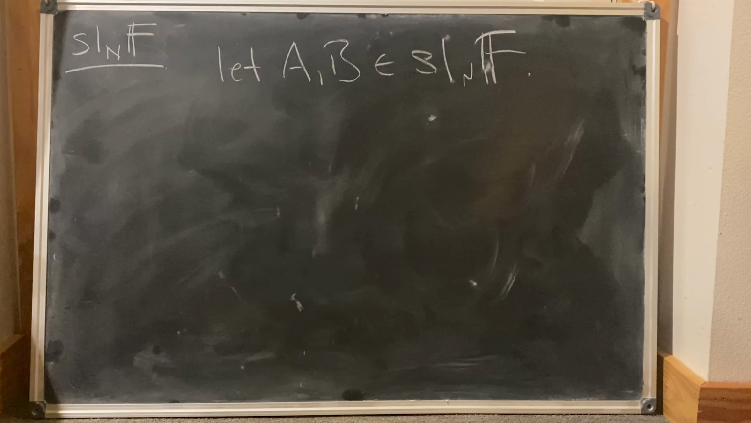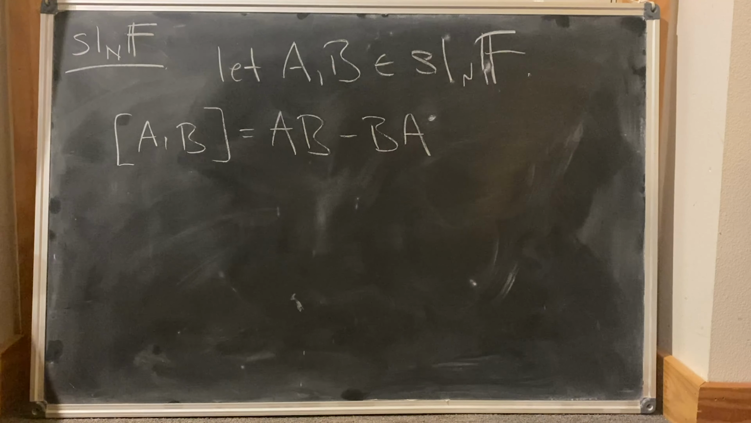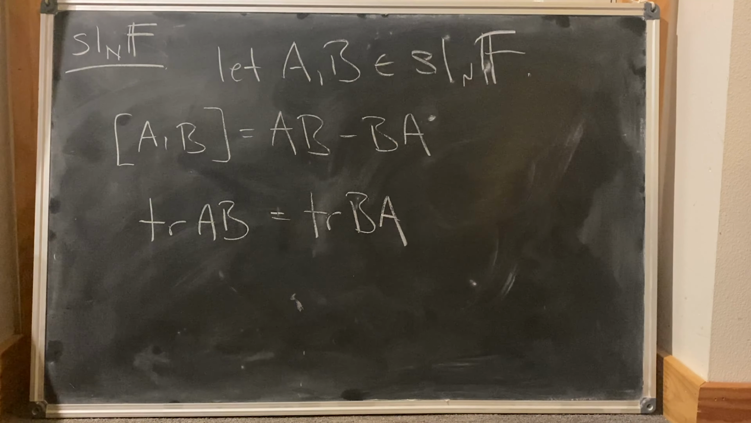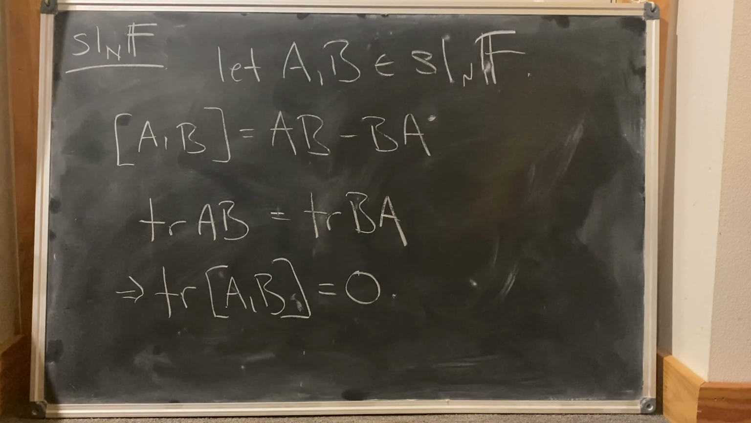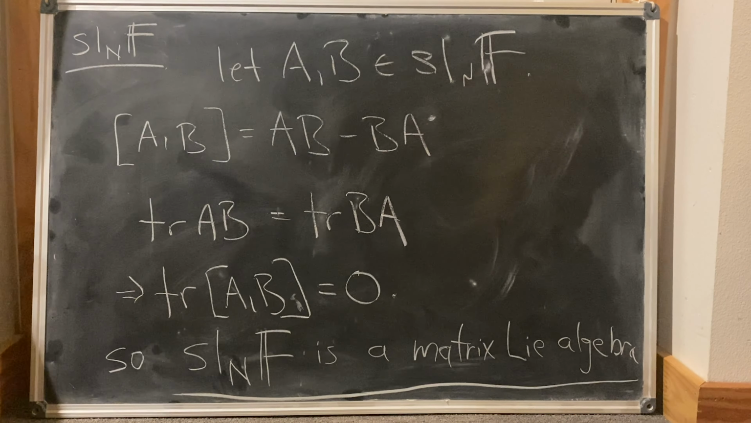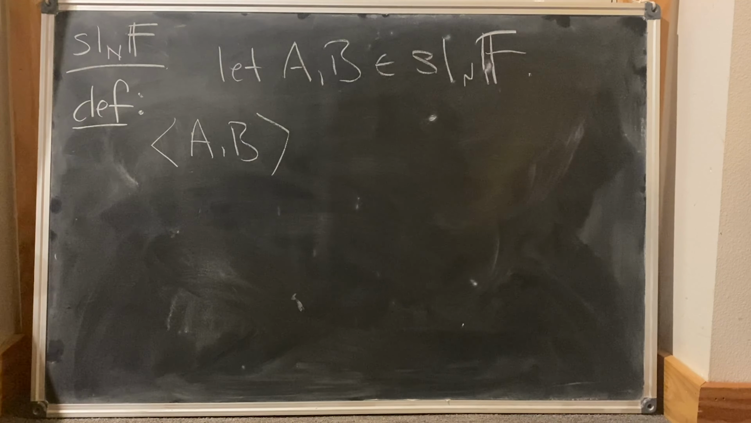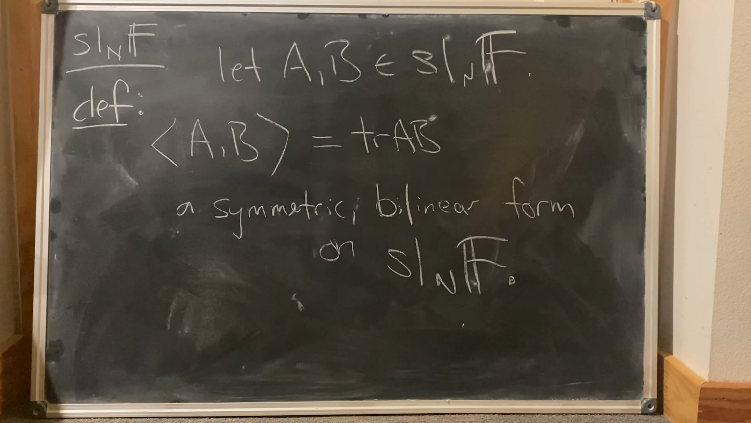Now, let A and B be matrices in sl2F. We can, as usual, form a Lie bracket using matrix multiplication. By the cyclic property of trace, the trace of AB equals the trace of BA, and so the Lie bracket of any two such matrices is also traceless. Hence, sl2F is a matrix Lie algebra. To finish our quick discussion of sl2F, let's define an inner product. That is a symmetric bilinear form, which is given to us again by the cyclic property of trace.